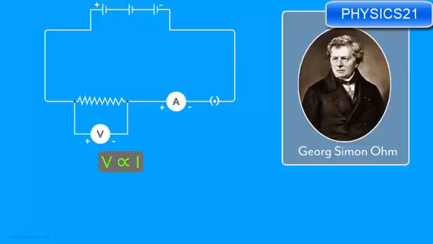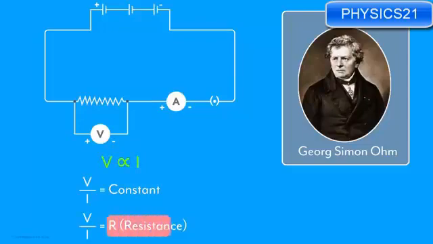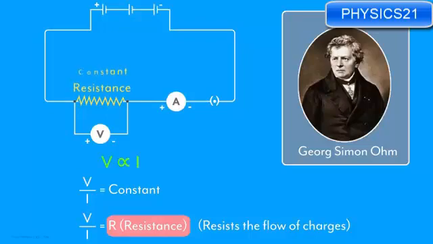If V is directly proportional to I, it also means that V over I is constant. And that constant is nothing but R or the resistance. What is resistance? It is simply the property of a conductor to resist the flow of charges through it. Here in this experiment, it was constant.